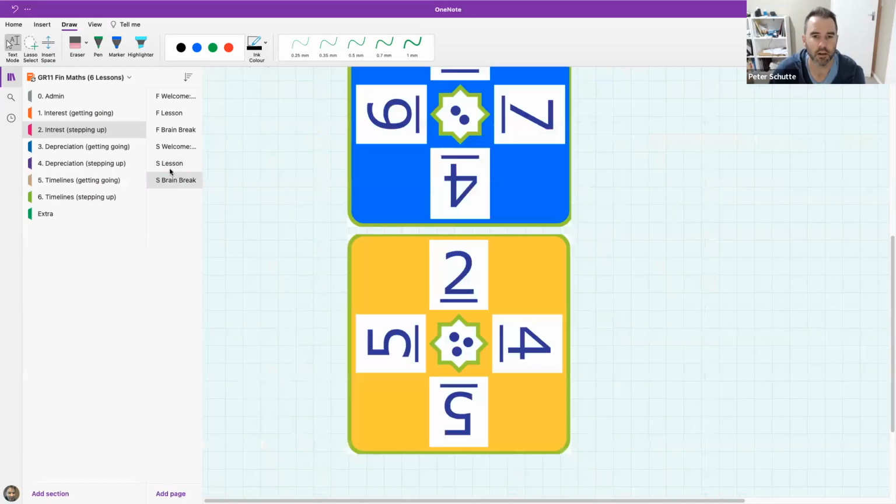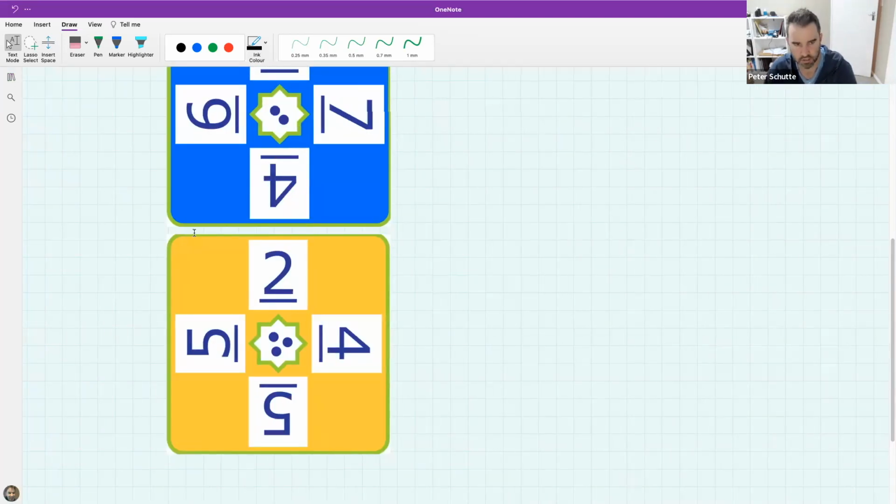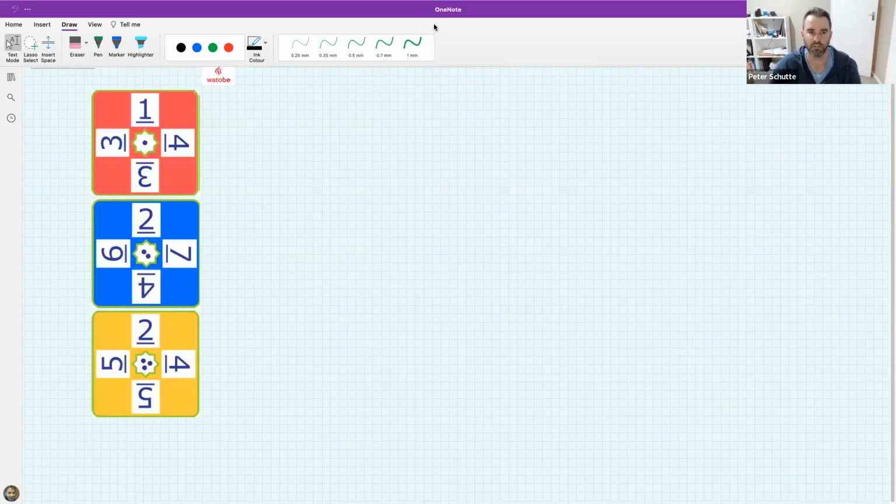And here is your brain break for today. Can you solve these Maths 24 puzzles? Who thinks they can do it?